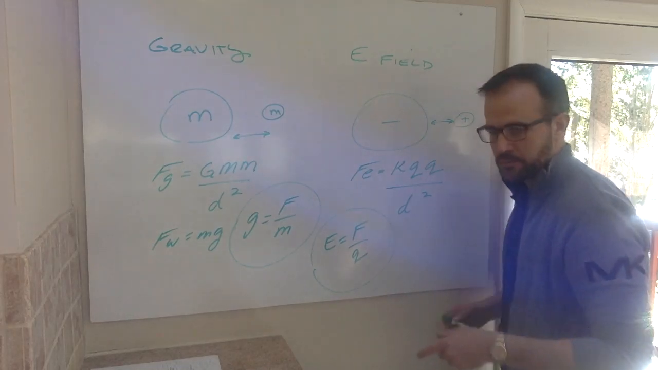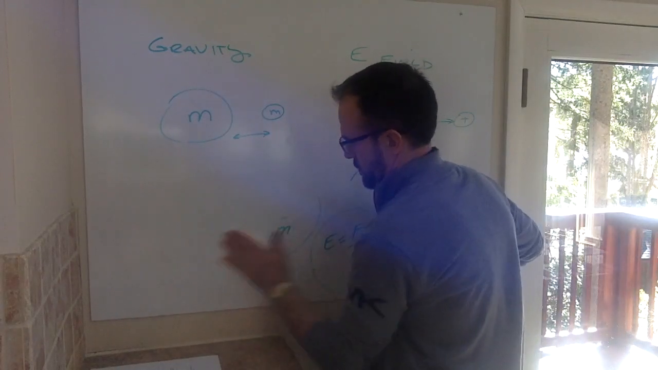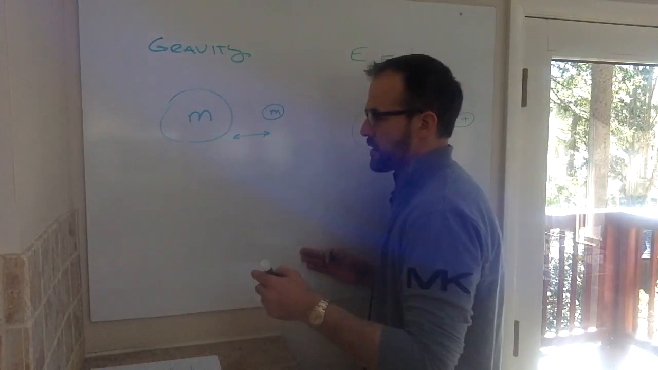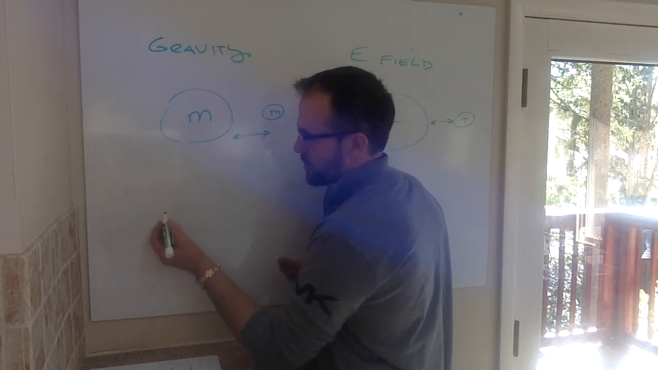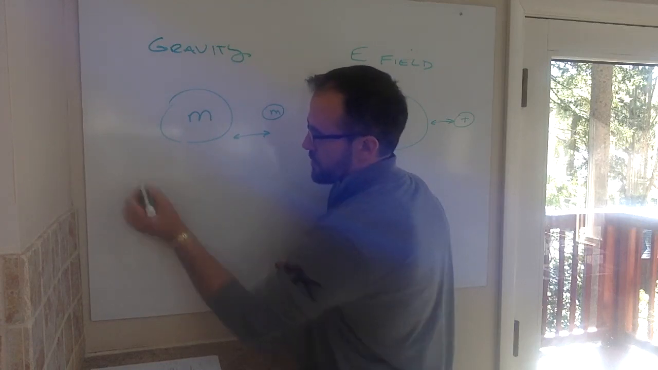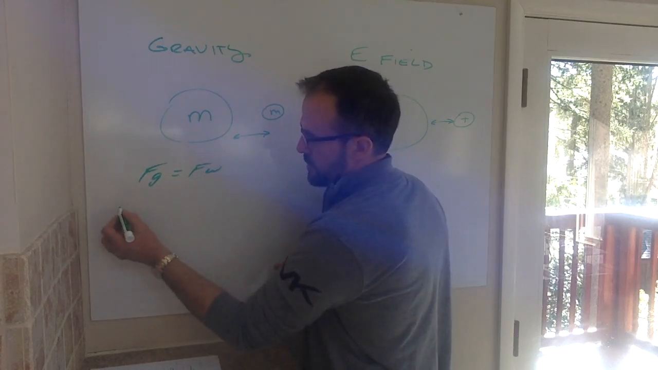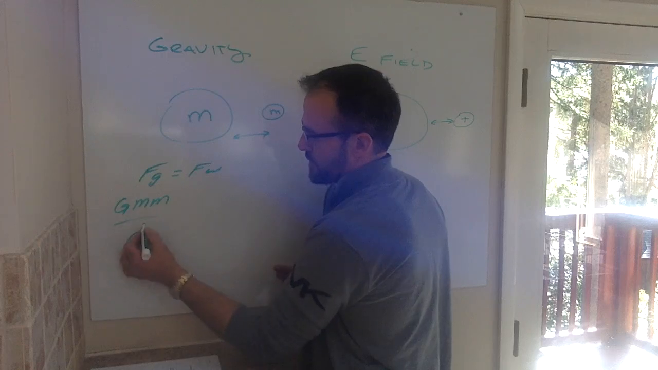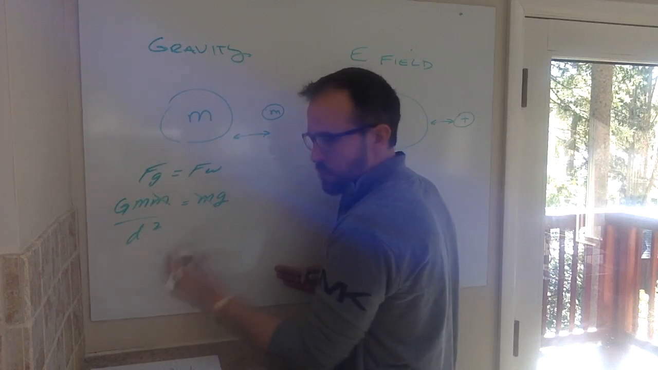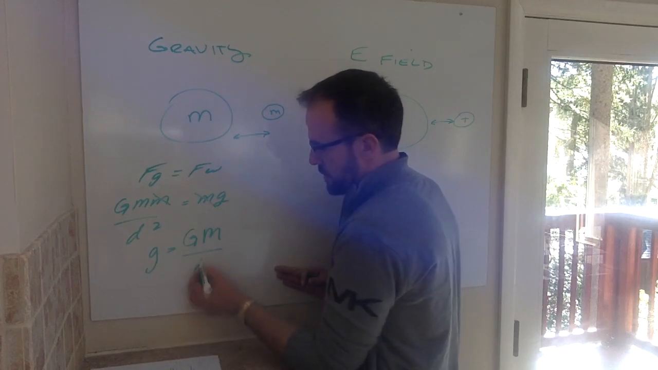There was a second equation in the notes there. Let me erase this stuff and show you where that comes from. It's real similar to a formula we didn't focus on too much, but it's another way to write what little g equals. We said force of weight was equal to force of gravity. So G M m over d squared is mass times gravity. You cancel out the small mass, and now you have a new equation for little g: the constant G times the big mass, like the planet, over d squared.